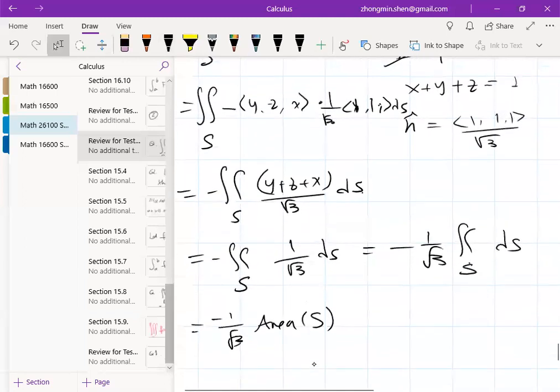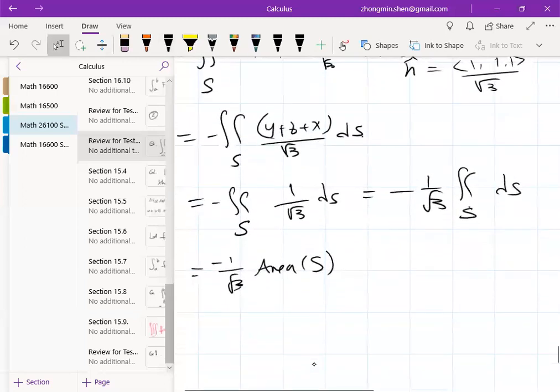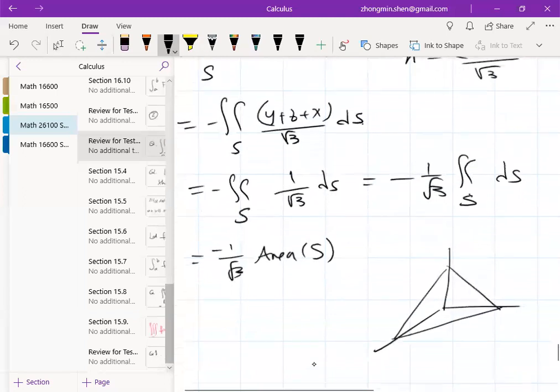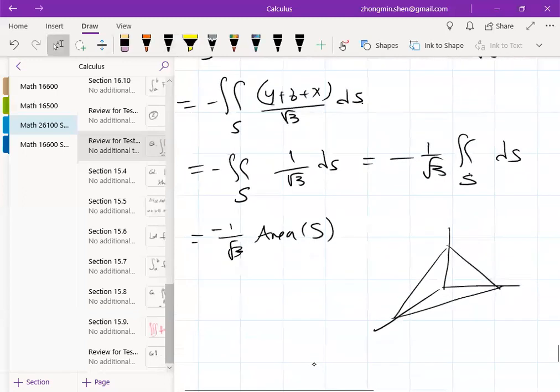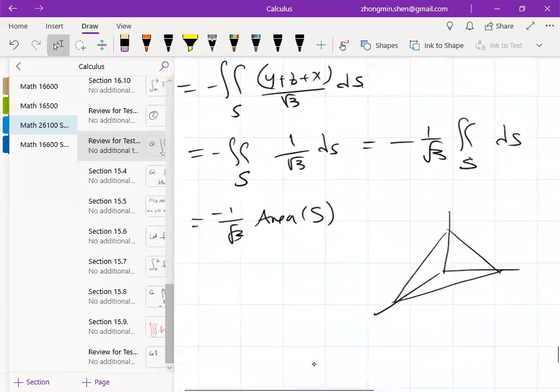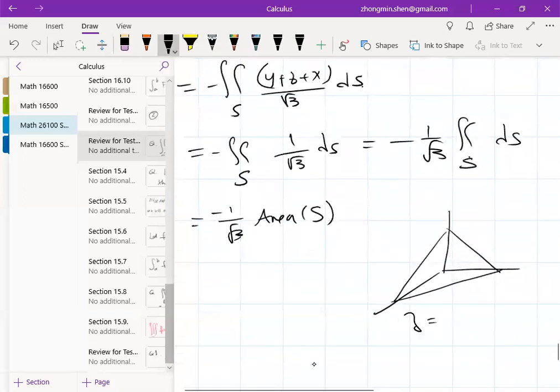So how do you find the area of this triangle? Do you have to use higher advanced mathematics, like calculus 3, to find the area of the triangle? You can pretty much write that, no problem, because this is a graph of z equals 1 minus x minus y, and the domain is this part, D. You can do that, but it's not necessary because this is an equilateral triangle.